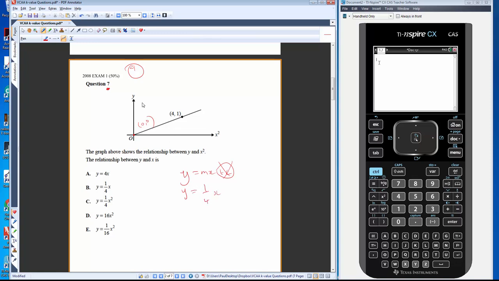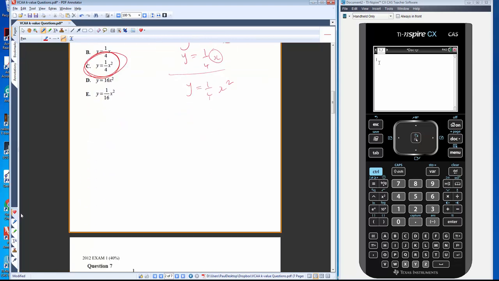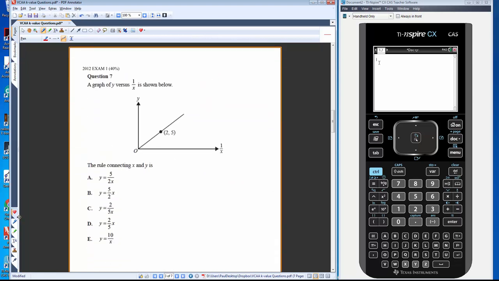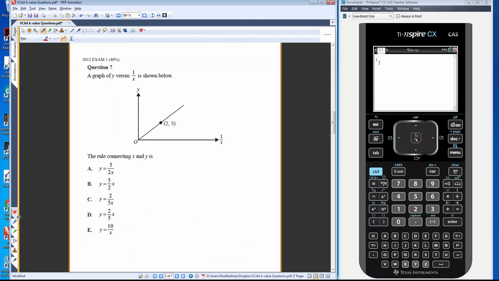But this isn't a relationship between x and y. This is a relationship between x squared and y. So what we're going to do is replace this x variable here with x squared: y equals 1 on 4 x squared. And here it is here. Alright, so not much work involved in a question like that, but not many students could do it that year. Alright, so really similar question here.